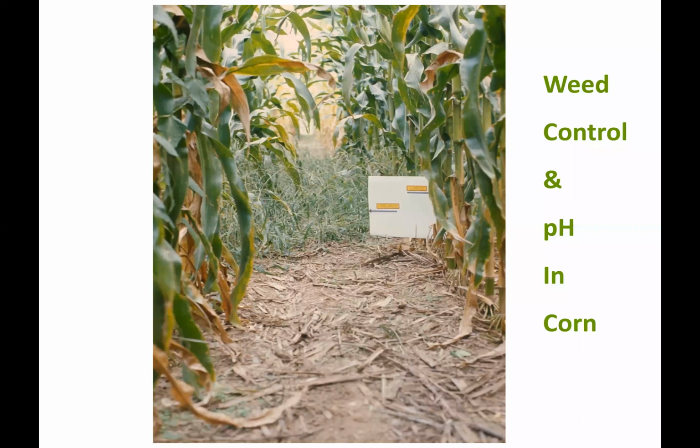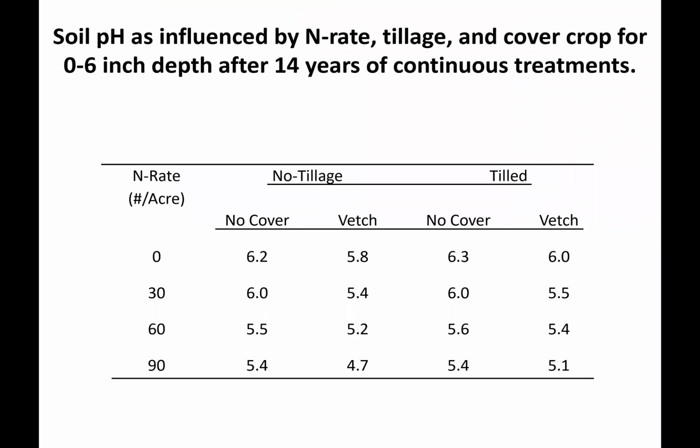Now, this was my master's work back in the mid 90s. It shows what happened after 14 years of continuous treatments. The overall treatment structure had a no-till and a tilled treatment system. Within those, we had no cover, which was just winter annual weeds, or we planted a vetch cover, a legume. And within each of those systems, we had 4 different nitrogen rates. So this was for no-till cotton.